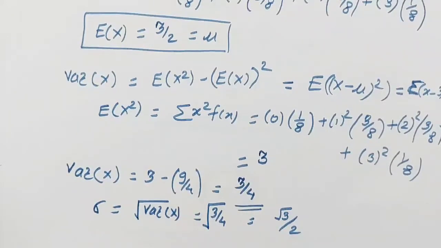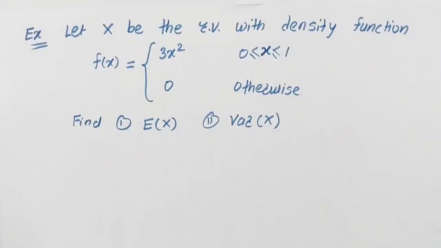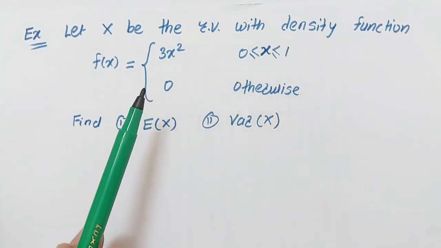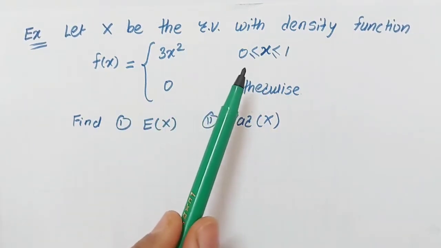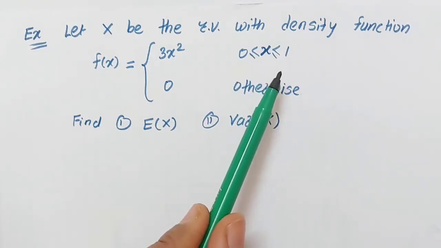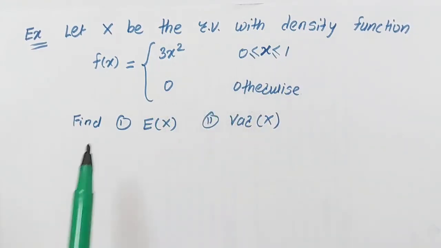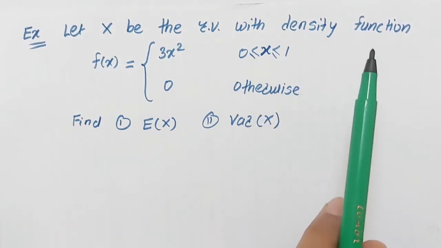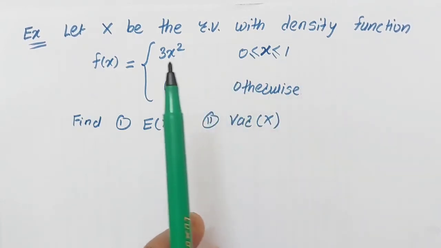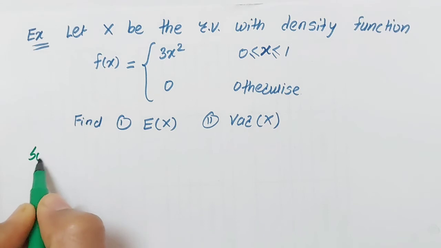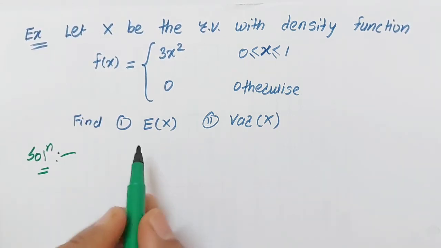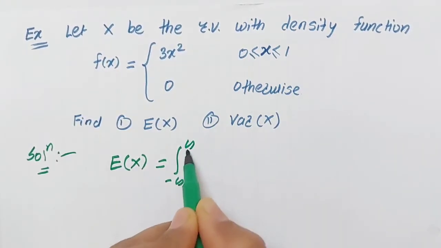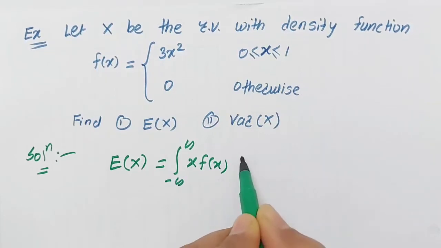Similarly, we discuss one example for a continuous random variable. The example is: let x be a random variable with density function f of x equals 3x square when 0 is less than or equal to x less than or equal to 1, and it is 0 otherwise, and find the value of expectation of x and variance of x. Now see here, given is a density function, that means our random variable x is continuous, and for a continuous random variable we want to find expectation of x. The definition of expectation of x is integral from minus infinity to infinity of x into our function f of x dx.